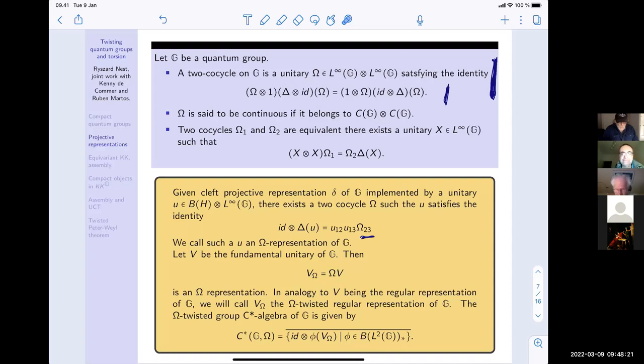Once I have that one, so like we have a group C star algebra for a quantum group, remember the group C star algebra: we look at V, which sits in C star G tensor C(G), and I recover C star G by killing this using normal states on B(H). Well, I will do the same thing except not to V, but to V omega. And this produces the twisted group C star algebra, or twisted quantum group C star algebra.